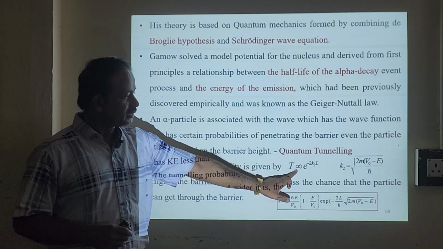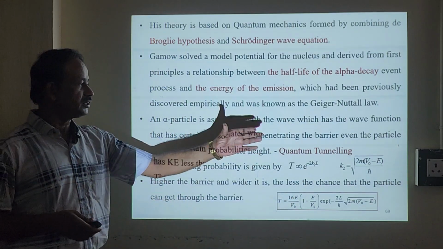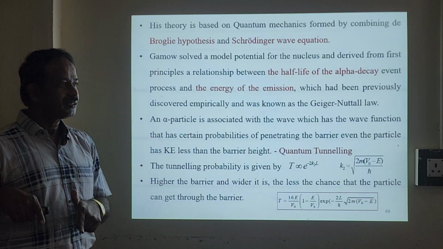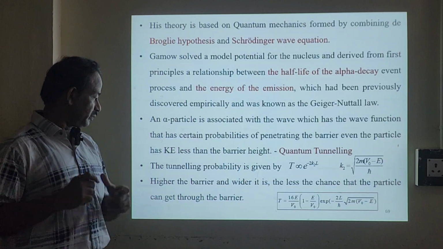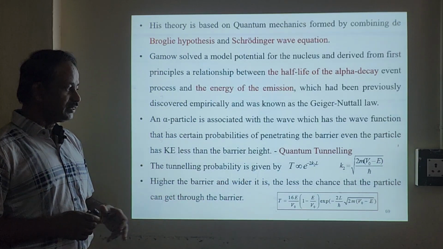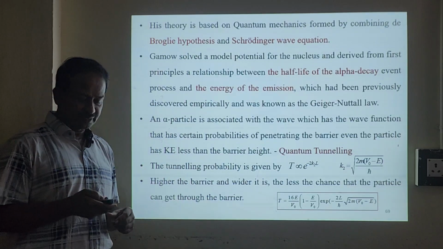So T is directly proportional to e to the power minus 2k2 times the width, where k2 is given by this expression. Of course, the transition probability is related with the width of the barrier. It's a very important thing. The higher and wider the barrier is, the less chance that the particle can get through the barrier. So this is what we discussed.